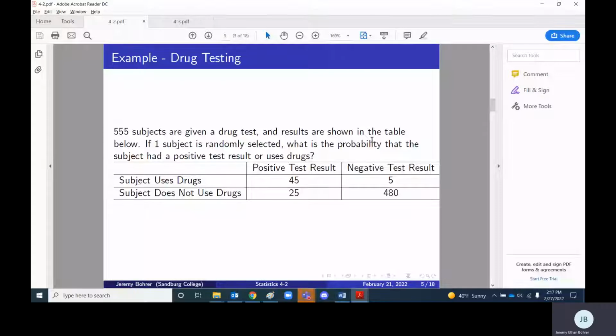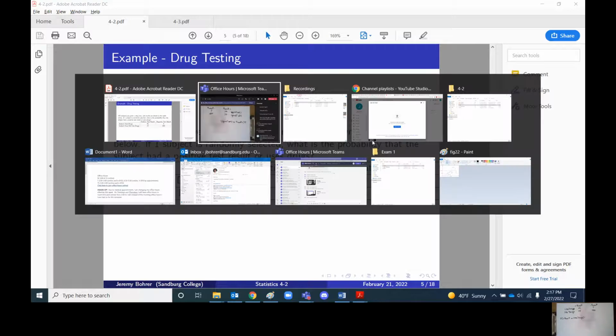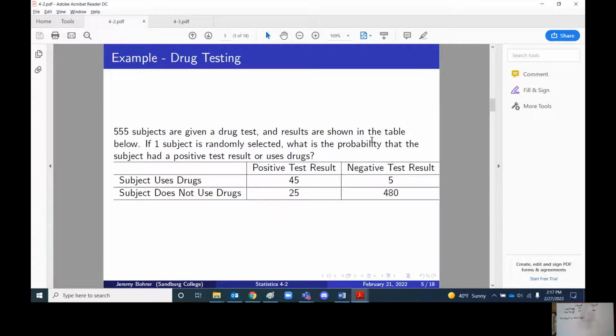In this video, we are going to look at the problems in the 4-2 slides. Starting with this problem, 555 subjects are given a drug test and results are shown in this table below. If one subject is randomly selected, what is the probability that the subject had a positive test result or uses drugs?